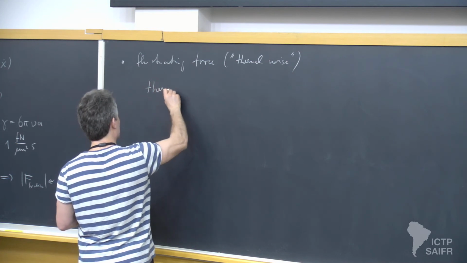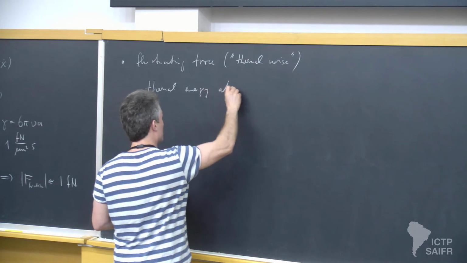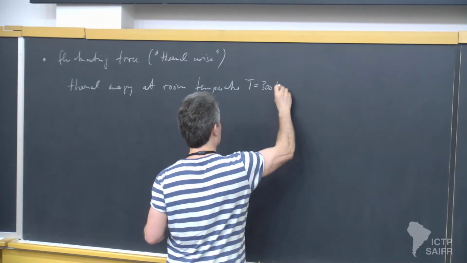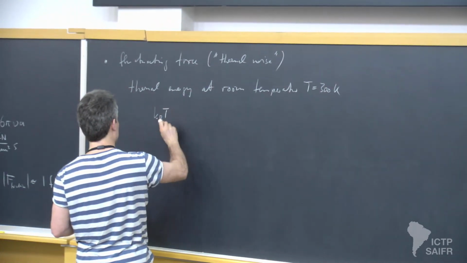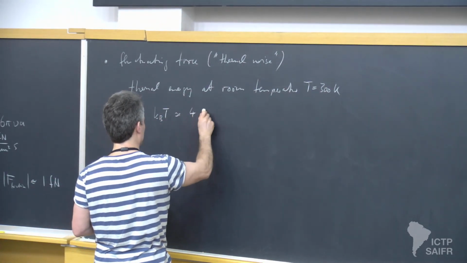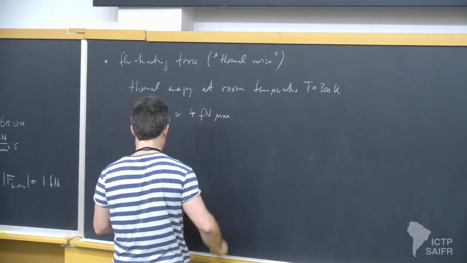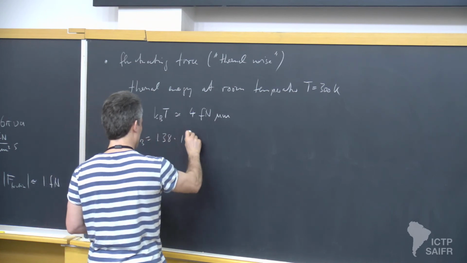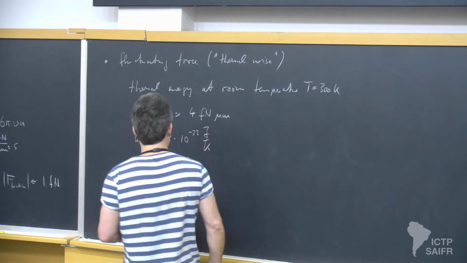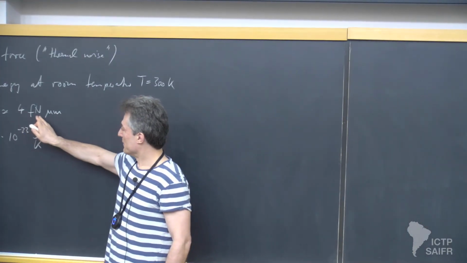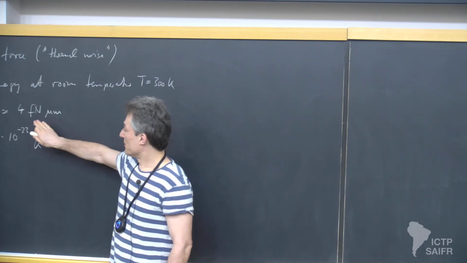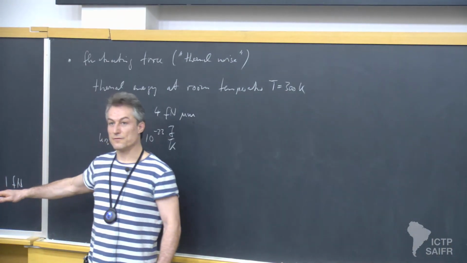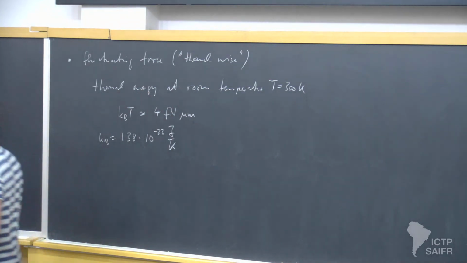And the thermal energy here, the energy scale involved at room temperature, 300 Kelvin, let's say, is this kBT. This is an energy scale, and if you calculate it, it's about 4 femtonewton micrometer, where kB is the Boltzmann constant, 1.38 times 10 to the minus 23 joule per Kelvin. And you see here that in the micrometer range, this energy scale is very well comparable to the energy scale you get here.